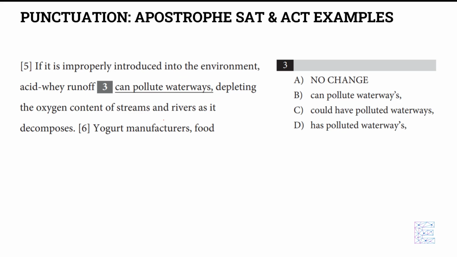Let's read it again. If it is improperly introduced into the environment, acid wave runoff can pollute waterways, depleting the oxygen content of streams. So waterways do not own anything here. So anything that has an apostrophe S, we can delete because we don't need to give ownership to anything. Then we're left with A and C. And the question then becomes, do we need to change the tense? It is present continuous. So we don't need to change to could have. That would not make sense. It makes A the answer to this question.